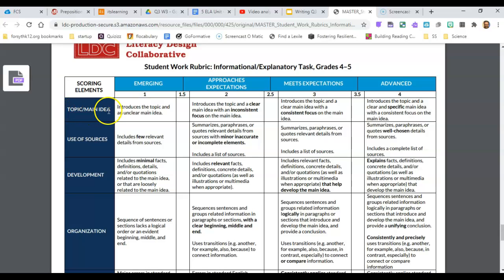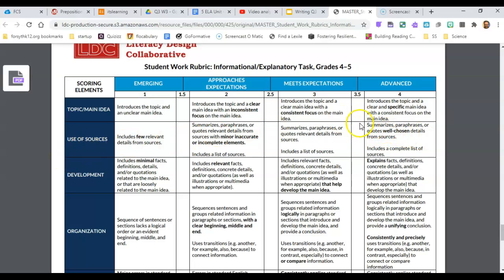So this first one, topic and main idea. You introduce your topic and give a clear, specific main idea with a consistent focus on the main idea throughout. And so we're really focusing on the impact your person had on the civil rights movement, and throughout your information that you write in your piece should really focus on that. That's your topic, that's your main idea, and you may give some background information of their life, but really, like I said, the key part of your research is to tell about their contributions to the civil rights movement.